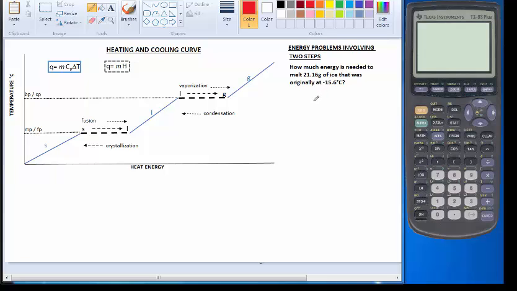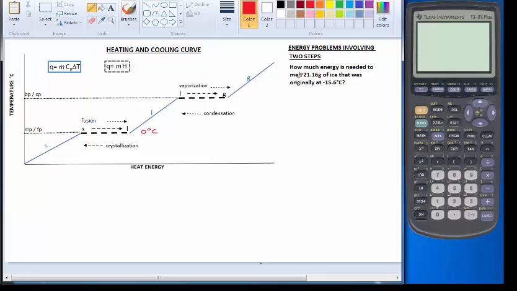Our question says, how much energy is needed to melt 21.16 grams of ice that was originally at negative 15 degrees Celsius? So let's talk about some things that we know about ice. One of the things that we know about ice is that the melting point of ice is 0 degrees Celsius. So the melting point for this problem, where our substance changes from a solid into a liquid, is going to be 0 degrees Celsius.